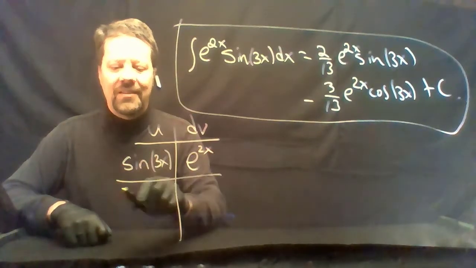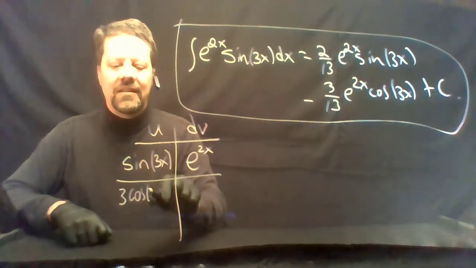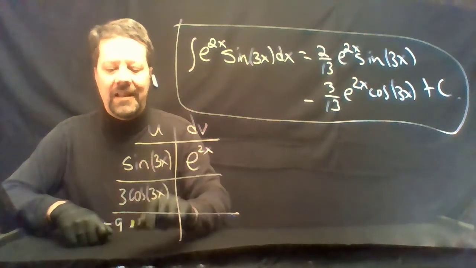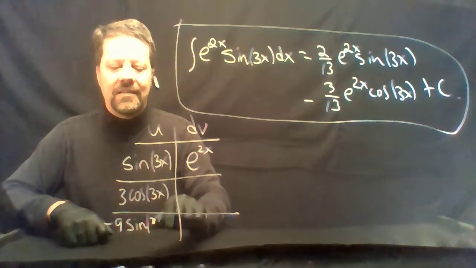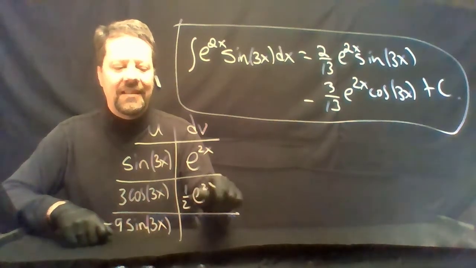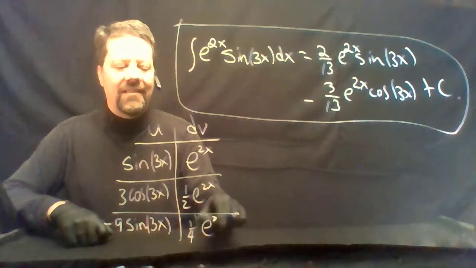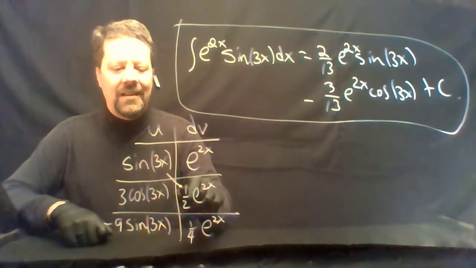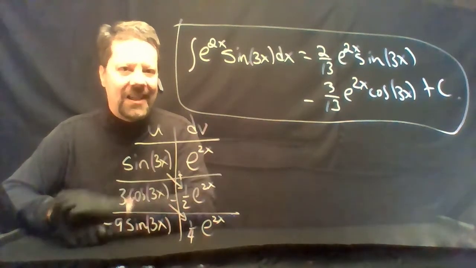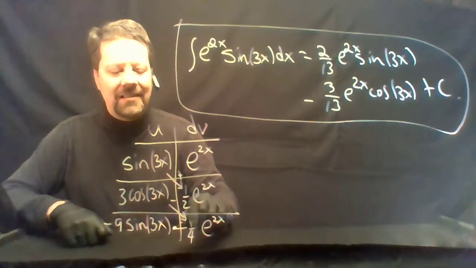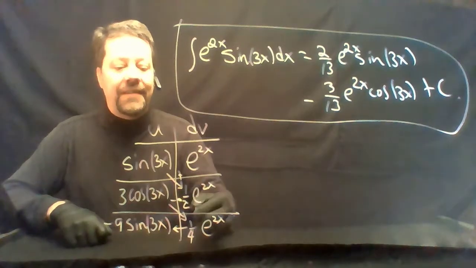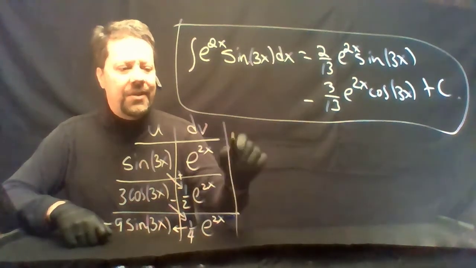We'll differentiate. We'll get 3 cosine 3x, and then negative 9 sine of 3x. When we integrate down the second column, we'll have 1/2 e to the 2x, 1/4 e to the 2x. We'll multiply down diagonals, alternating signs, plus minus, and here's the adaptation. You have to subtract the product on that last row and affix the previous sign.